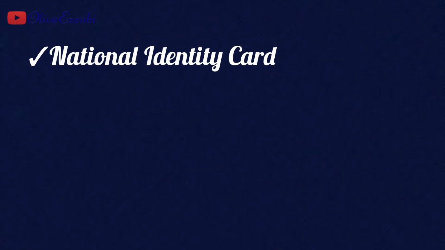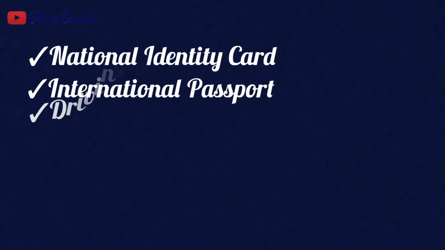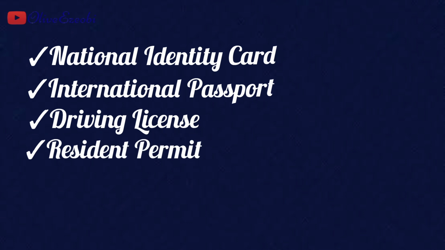Now, you need this particular document to verify your identity: either your national ID card, or your international passport, or your driving license, or your residence permit. Some people have been able to verify their identity using their voter's card. Also, if you don't have a voter's card, you may be able to use the NIN slip, the white slip. But if at all you're going to use the NIN slip, if you're in Nigeria, it's advisable you use the plastic one. That's one that is a little bit laminated.